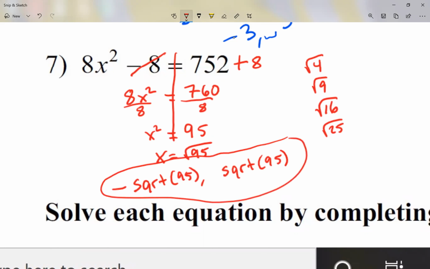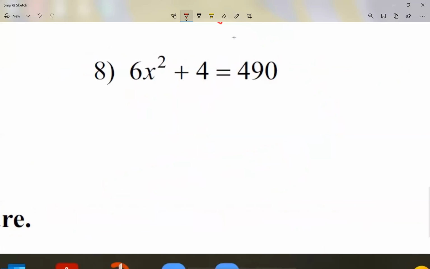Remember, square roots, we write it as SQRT. Don't forget to open and close parentheses. So negative square root of 95, positive square root of 95. Let's take a look at one more example.